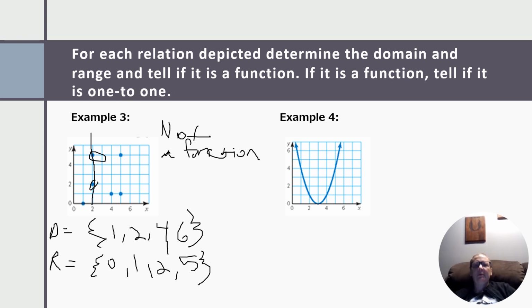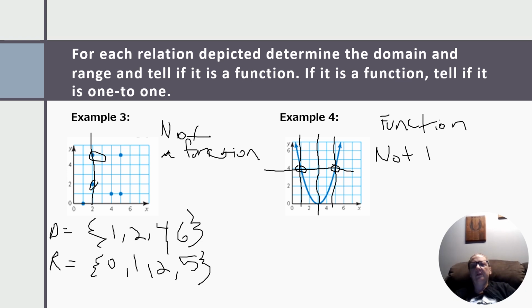All right, example 4 is a smooth graph. So I'm actually going to start by determining if it's a function or not. So I'm going to draw my vertical lines through the graph. And I can see if I draw them basically anywhere, they're only going to cross the graph one time. So this thing is a function. Then we're going to do our horizontal line test to see if any horizontal line would cross more than once. And yeah, you can see obviously that a horizontal line crosses more than once. So it is not one-to-one.